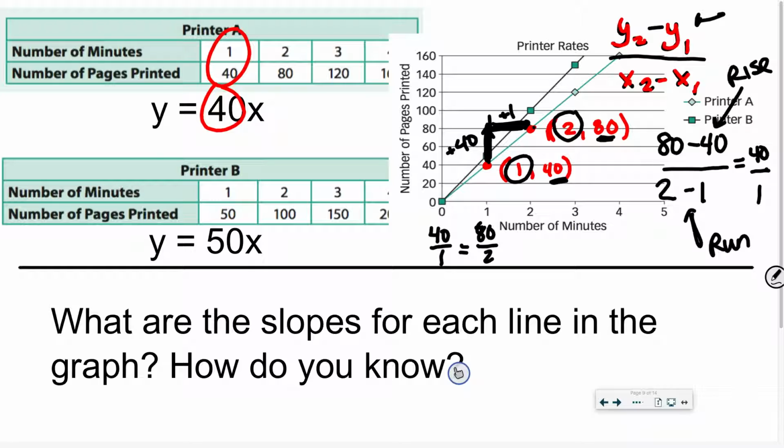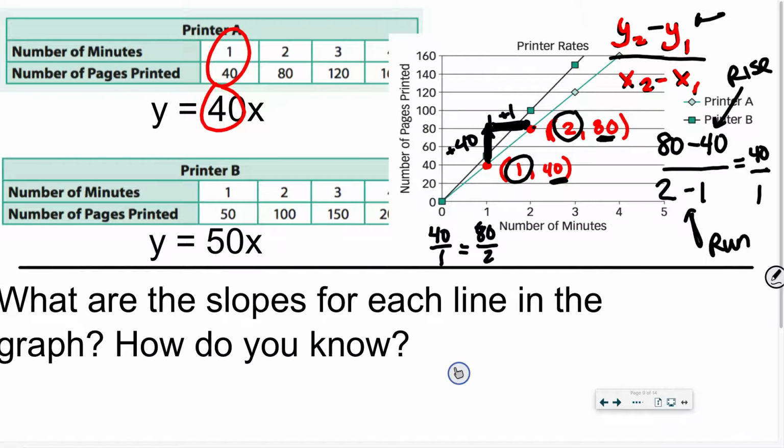Is y2 and x2 always going to be greater? Not necessarily. You could actually do it the other way, and it'll still give you the value. And that's a good question. Your questions today are awesome.